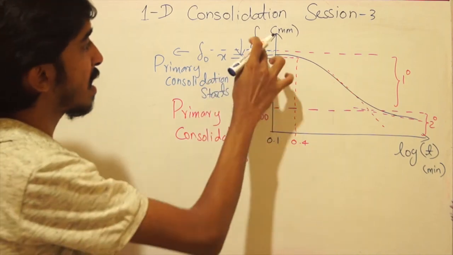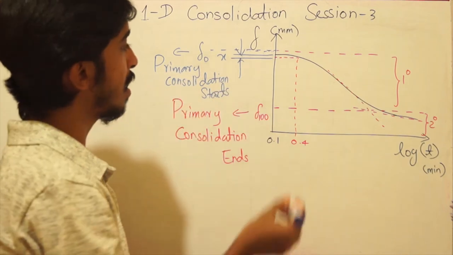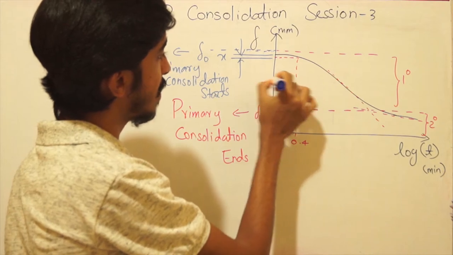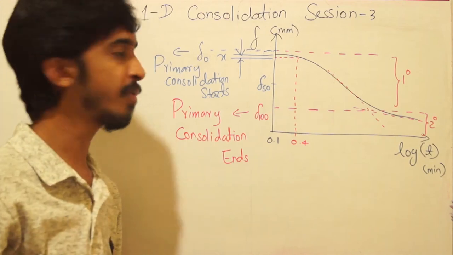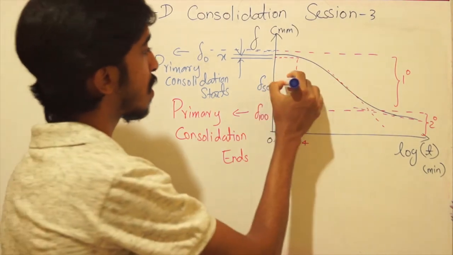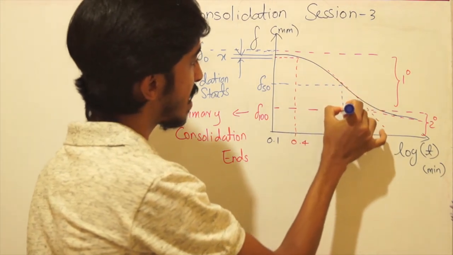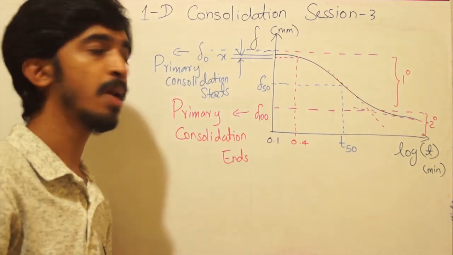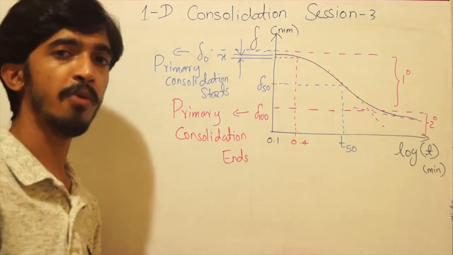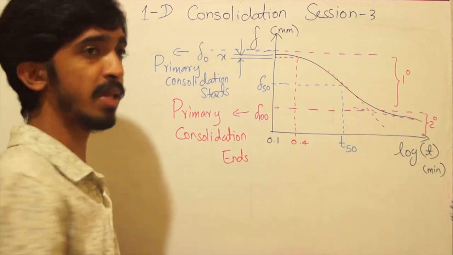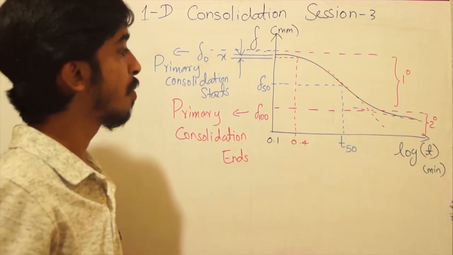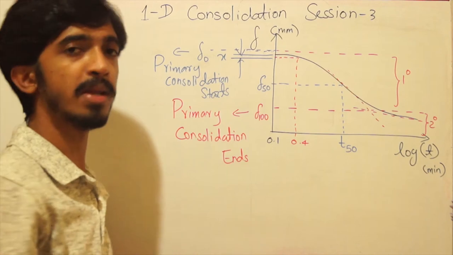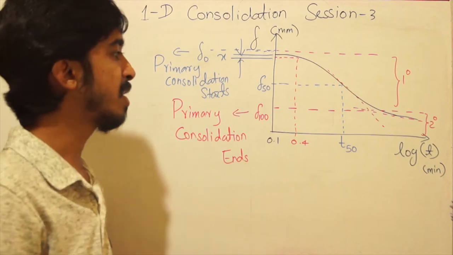Then after taking an average of delta 0 and delta 100, he provided a value which is delta 50, where 50% of the primary consolidation has ended. The particular time where this 50% ended, we take from the graph, and it is known as t50, which we will later use to find the coefficient of consolidation. So this is one method which we can use to find the time factors. Not only t50, we can find other values also, assuming the variation is linear.